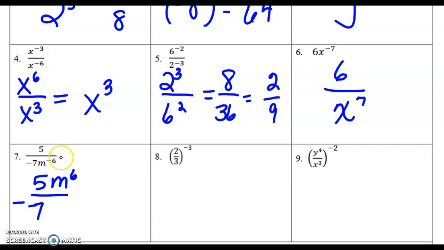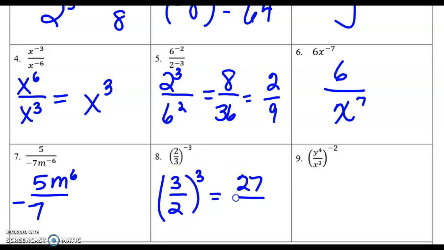We move it up. Here, this whole fraction is being raised to the -3rd power, so the whole fraction switches position, and now it's a +3, so that'll be 27/8.